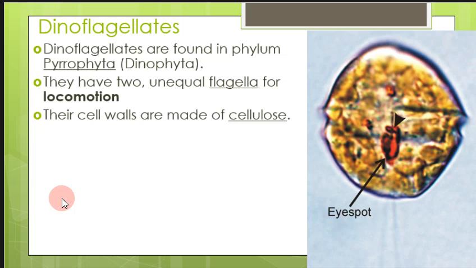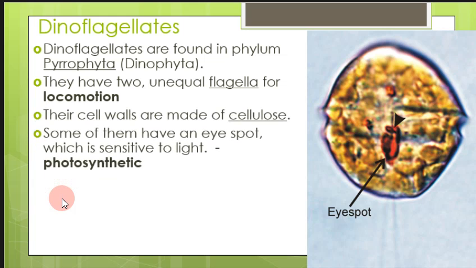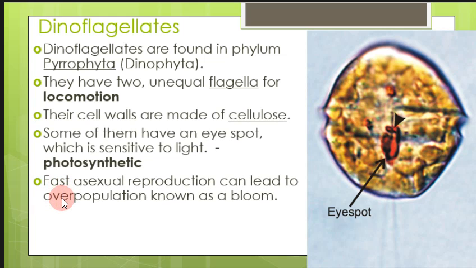Their cell walls are made of cellulose. There's no blank for cell wall, but I'd go ahead and put that their cell wall is cellulose. Cellulose is the same stuff that's in celery that makes it go crunch. Some of them have an eye spot, which is sensitive to light because how do they have to get their food? They are photosynthetic. They make it. They have very fast asexual reproduction, leading to an overpopulation. This is our red tide. This is our red bloom that's going to show up. It's called red tide.